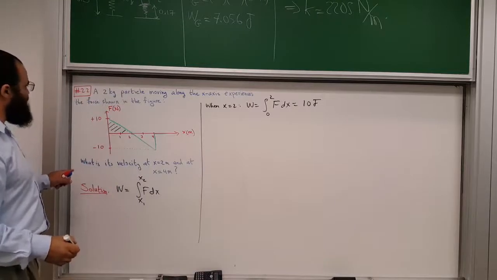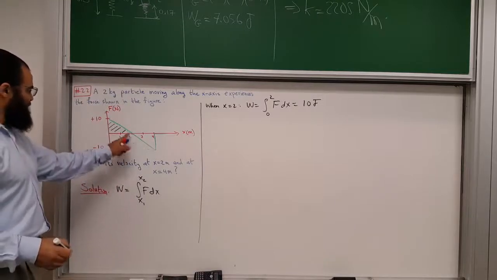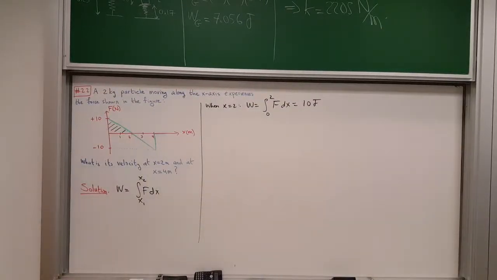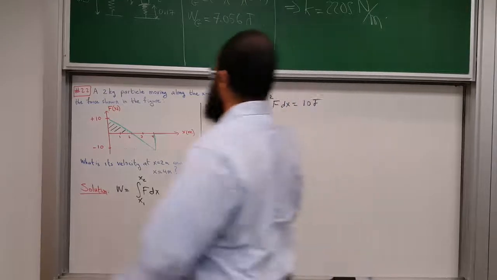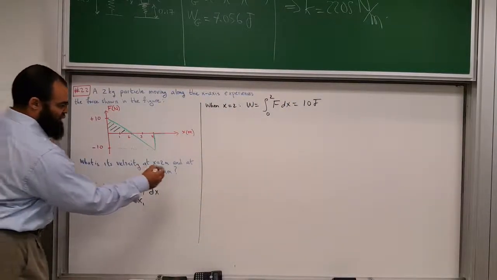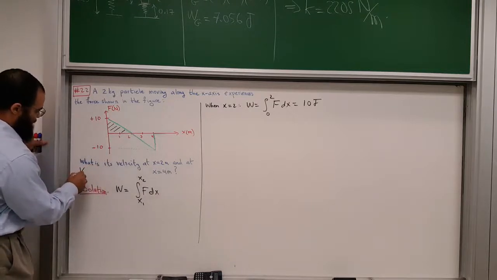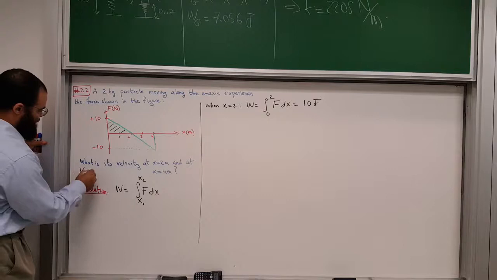I should have written the initial velocity, because to figure out what the velocity is at the end, I need to know what it was at the beginning. So let me check what the velocity was. Yes, the velocity initially is 4 meters per second. So v at time t equal to 0 is 4 meters per second. Okay.